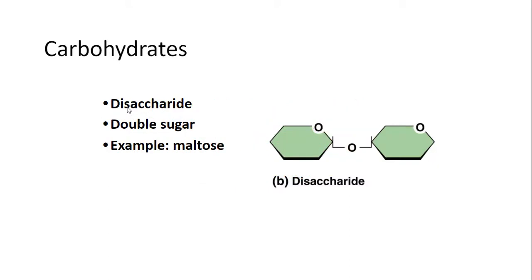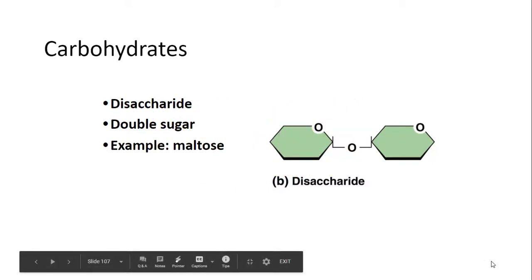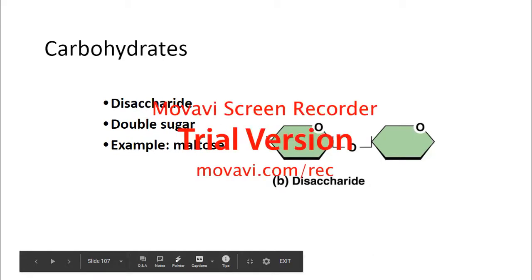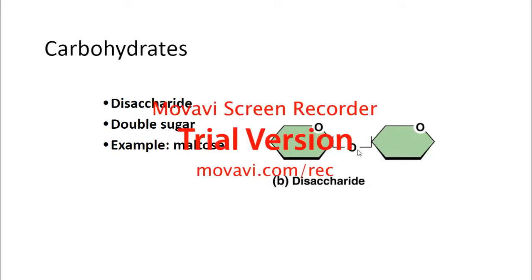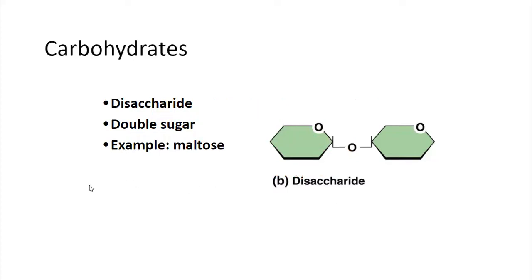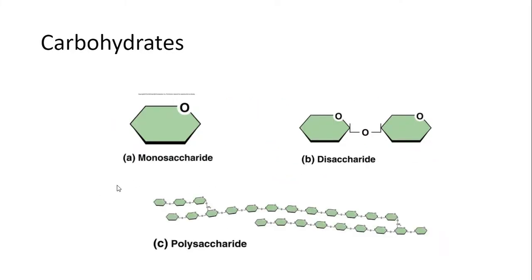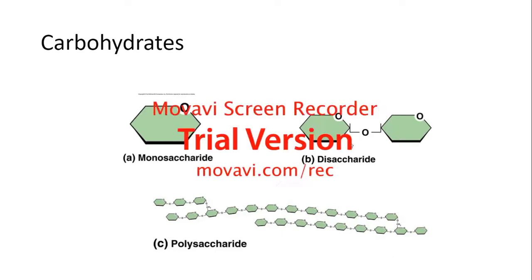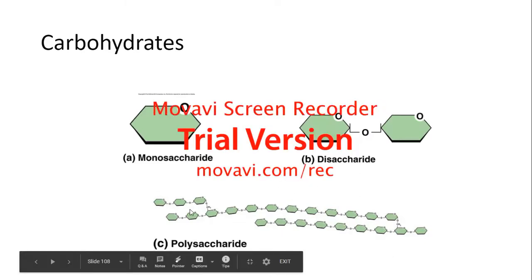Disaccharide, the di means double. So the prefix di tells you that there's two. Saccharide means sugar. So you have two monosaccharides linked together to form a disaccharide. Example of a disaccharide is maltose. So again, monosaccharide, one sugar, disaccharide, two sugars linked together. Polysaccharide, they're a polymer. Polymer means many sugars linked together, and polysaccharides are things like starch.